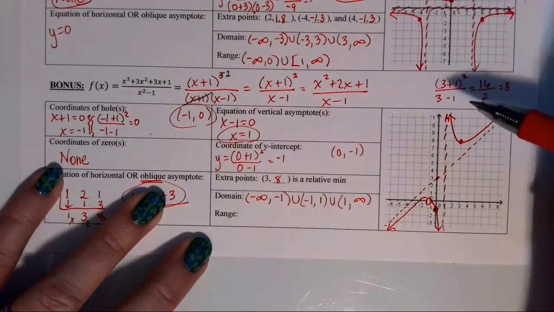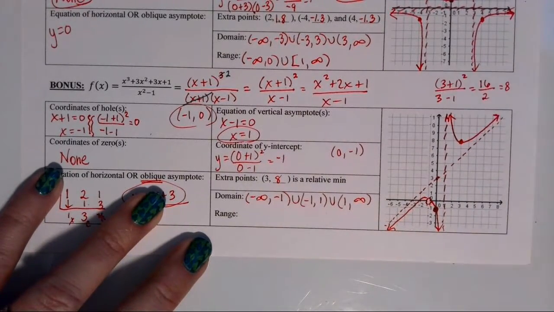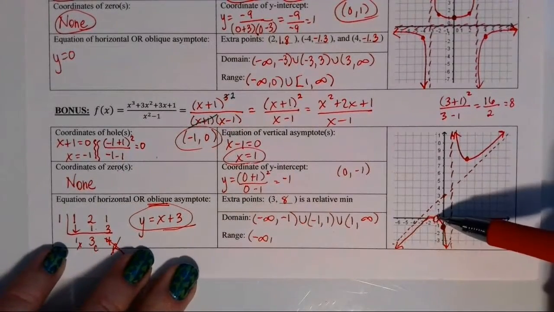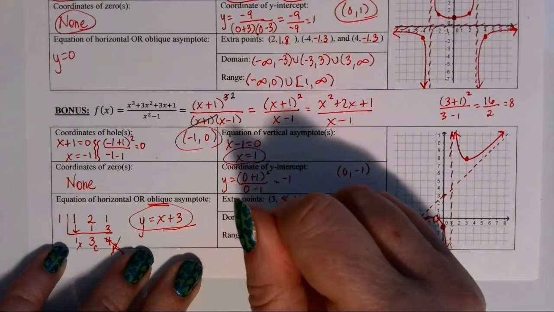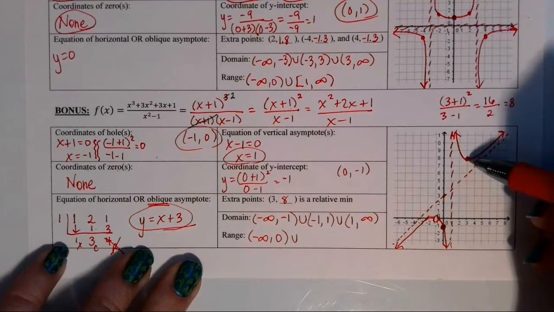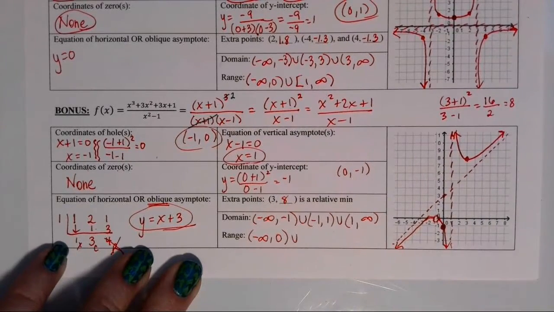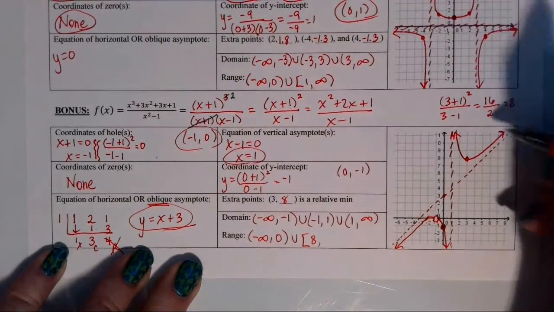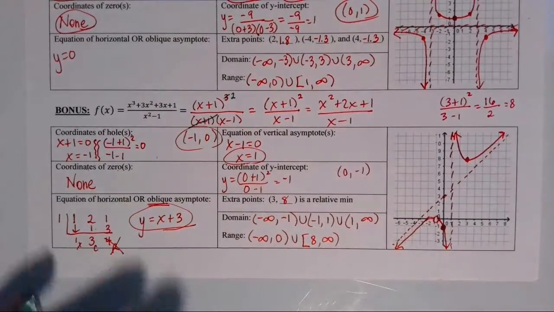The range is bottom to top. So we're going from -infinity until this relative maximum at -1 comma 0, but that's a hole. So that 0 is non-inclusive. Then we have a big gap until we reach 8. That 8 is a relative minimum that is inclusive. So we have a bracket on the 8, and then the graph extends up to +infinity.